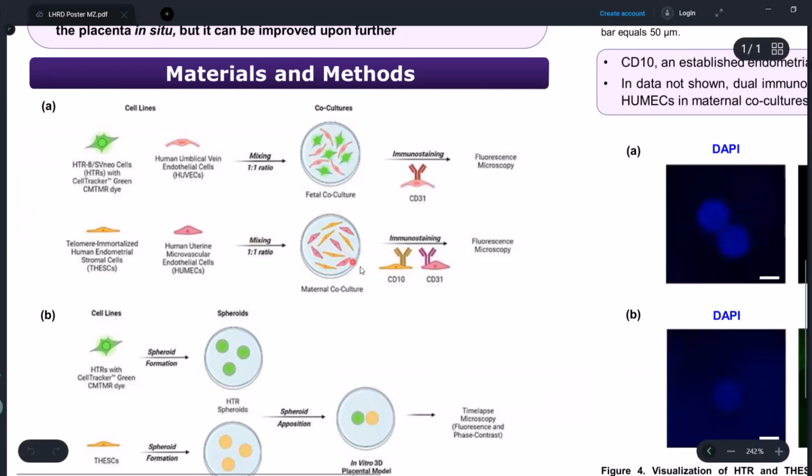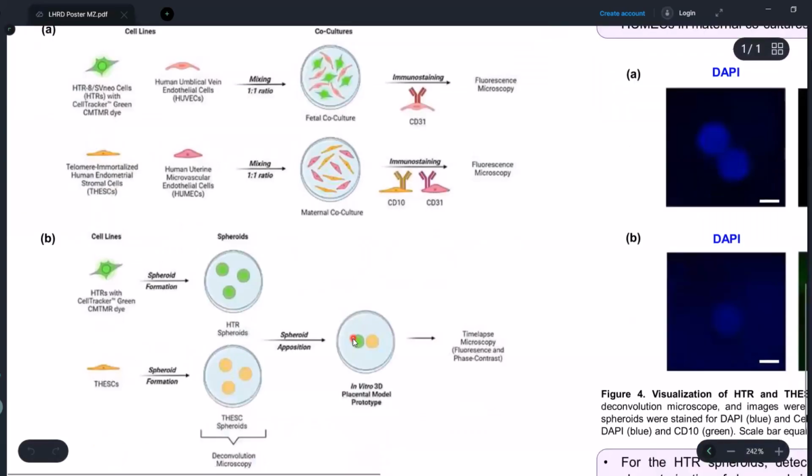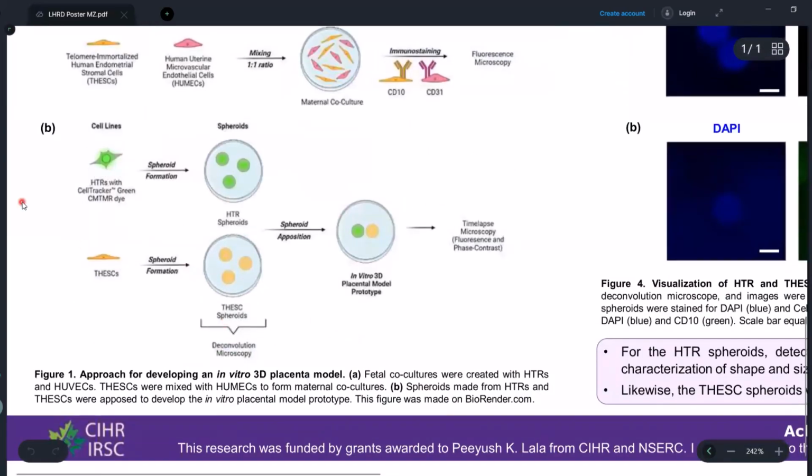And to mark the THUs, CD10 was chosen as an endometrial stroma marker, and CD31 was expected to be present in the HUMECs. We performed dual immunostaining for CD10 and CD31 with the maternal co-cultures and analyzed them under a fluorescence microscope. For our second objective, involving fetal maternal spheroids, we ultimately decided to omit the endothelium due to resource limitations.